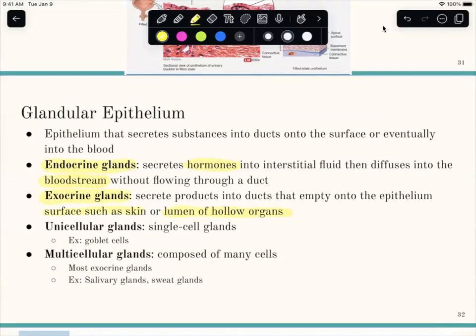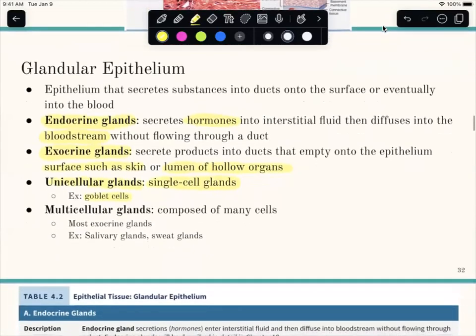So we had already mentioned those unicellular, because we mentioned those goblet cells. It's a single cell that secretes out their substance. We're going to look at some of these multicellular. So many cells, like your salivary glands, your sweat glands.